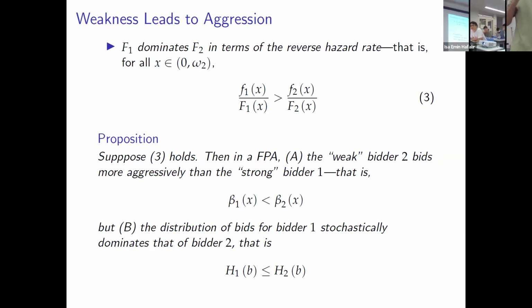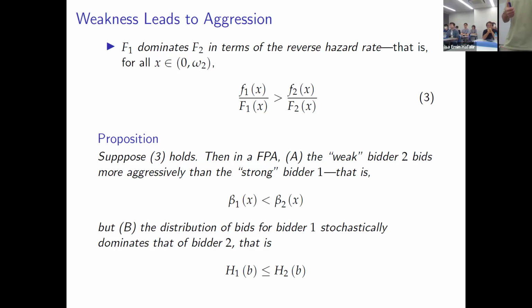Weakness leads to aggression, in the sense that if I consider the weak bidder and the strong bidder, bidder 2 and bidder 1, for the same value, bidder 2 will be bidding more than bidder 1. So basically bidder 2 will be more aggressive. But to counterbalance that, if I look not at the equilibrium bids but at the bid distributions, the bid distribution of bidder 2 will be stochastically dominated by the bid distribution of bidder 1.